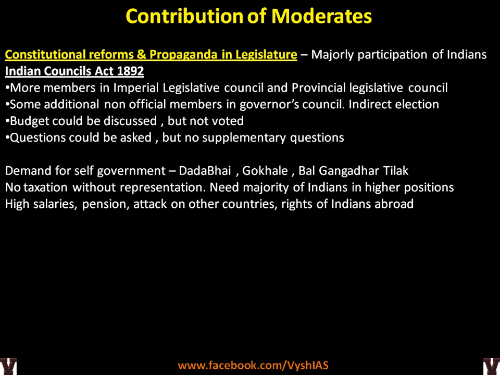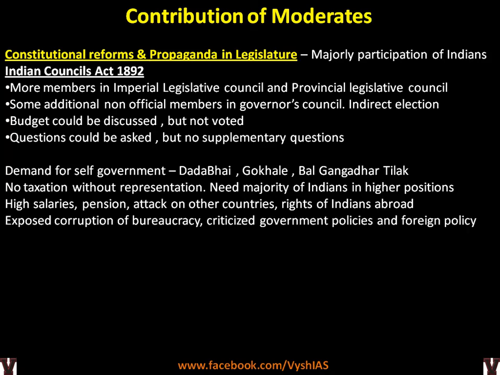And high salaries, pension, attack on other countries, rights of Indians abroad. So all those places where funds were misused and simply wasted by the British officers were being questioned, and even the rights of Indians living abroad were demanded. So you can see the leaders have been asking the right questions to the right officers, and all this was the contribution of the moderates. They exposed corruption of bureaucracy, criticized government policies and foreign policies, and demanded the right to freedom of speech, association, movement, press. These are all the fundamental rights in present day India. So all these were being raised in the 1890s itself by all these leaders.